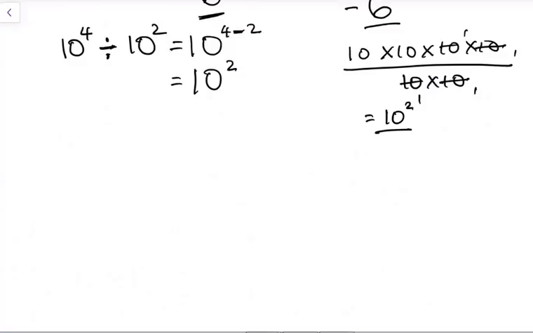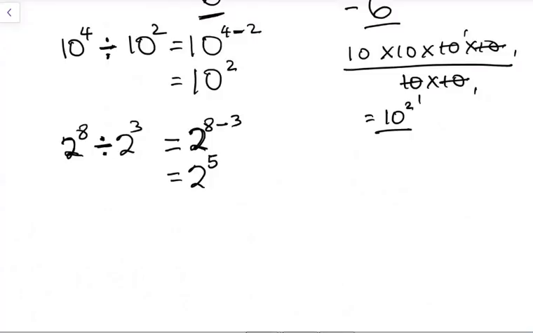Now the third example, we have 2 raised to power 8 divided by 2 raised to power 3. You can pause the video if you want to give this a try. So we have the same base number, as you can see, and we subtract the indices because of division. So we have 8 minus 3, and this will be 2 raised to power 5. 8 minus 3 will give us 5, and we can check.